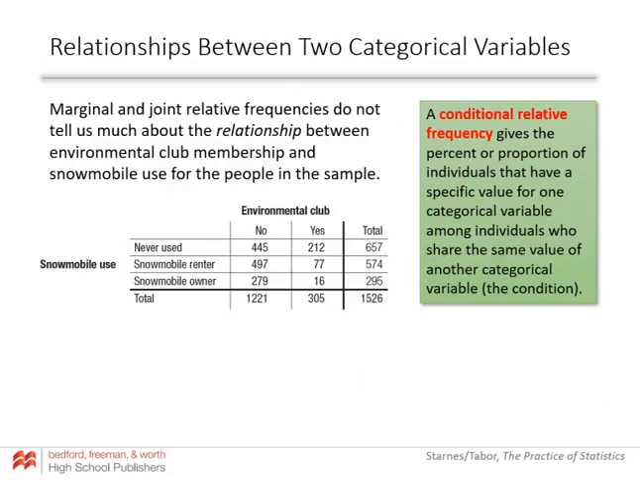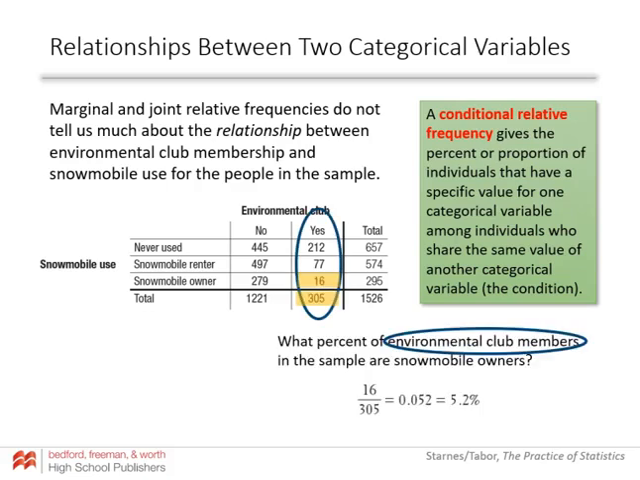All right, then the last thing that we can look at is called a conditional relative frequency. That's when we are just looking within a certain group. I'll give you an example. What percent of environmental club members are snowmobile owners? This time I don't care about anybody in that no column. I'm only looking at people who said yes, they're in environmental club. Out of those people, there are 16 snowmobile owners, so it's 16 out of 305 because, again, I'm only looking at the environmental club members.